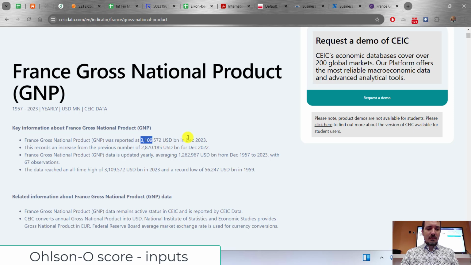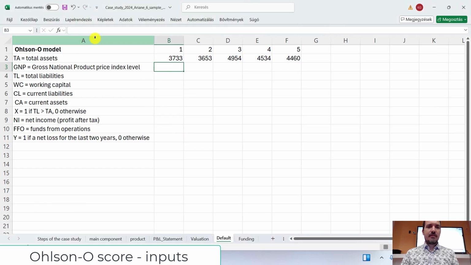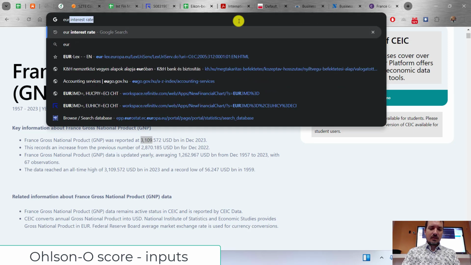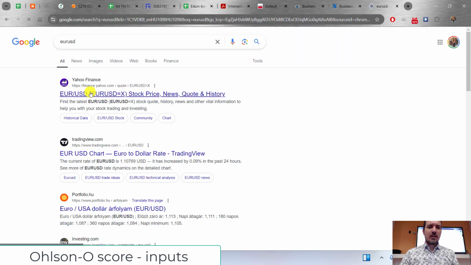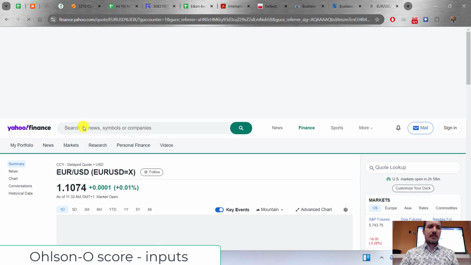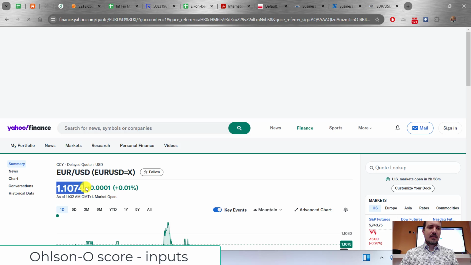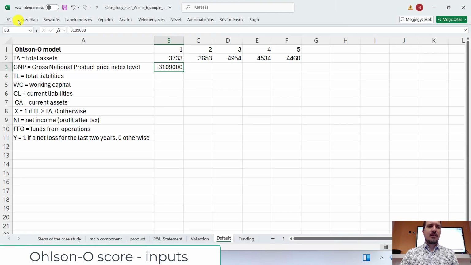So this is in billions, so we should add three additional zeros to get millions, and let's see the euro US dollar exchange rate today. So we have a number like this.